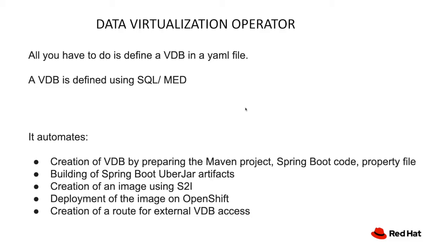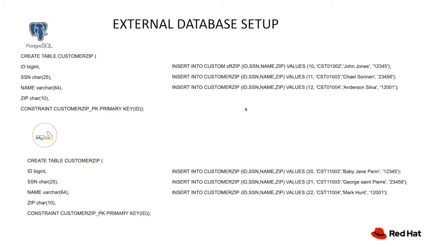Next, I'm going to show you how the data virtualization operator works. Before I get started, I need to prepare some external data in external databases. I am using two databases, a Postgres and a MySQL, and they both have the same schema, and each database only contains 3 entries in that particular table. And in the demo later on, you'll see that when I query the virtual database, you'll see all these 6 entries in total instead of 3.